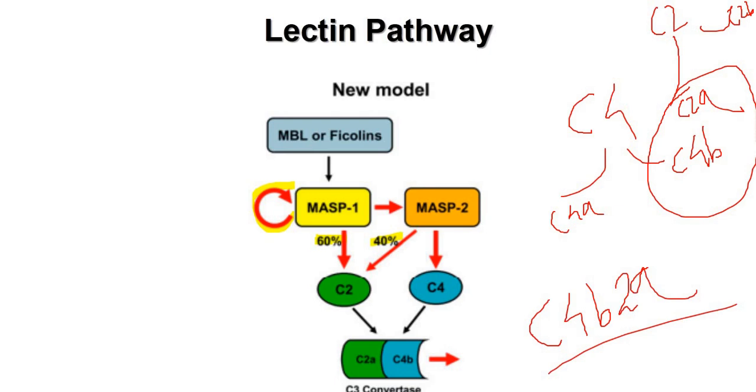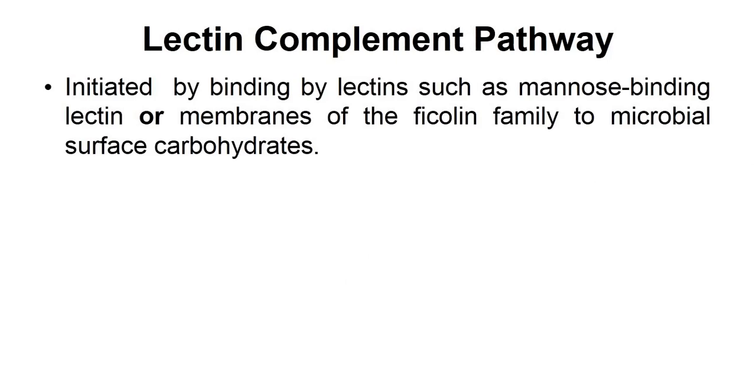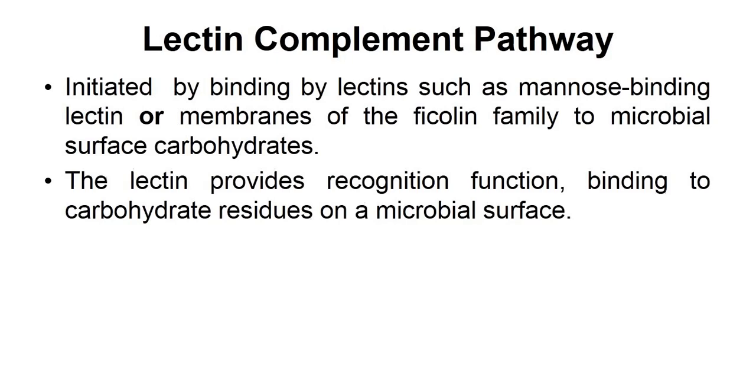Okay. So, that part of course I am not revising because we have already covered this in classical pathway. Instead, I would go forward. Lectin complement pathway, some of the key points. This is initiated by binding by lectin such as mannose binding lectin or members of ficolin family to microbial surface carbohydrates, especially the mannose sugar. The lectin provides recognition function, binding to carbohydrate residue on the microbial surface.